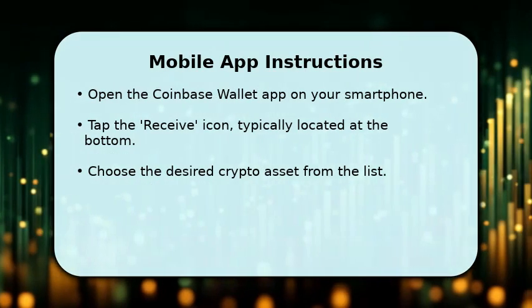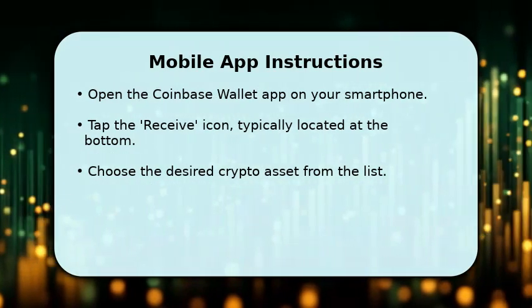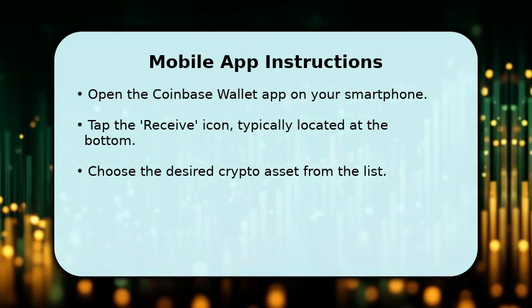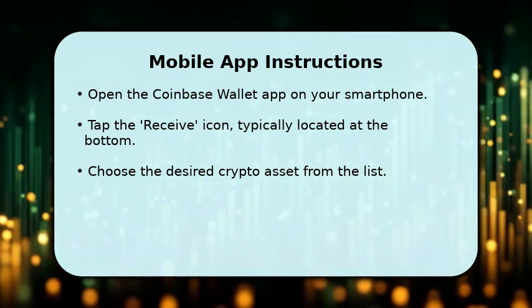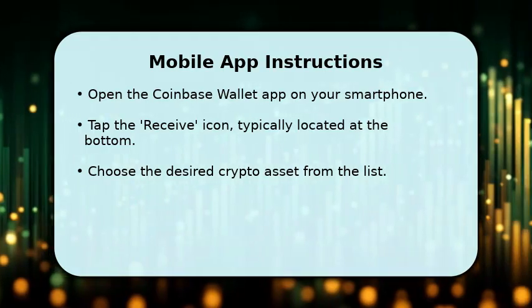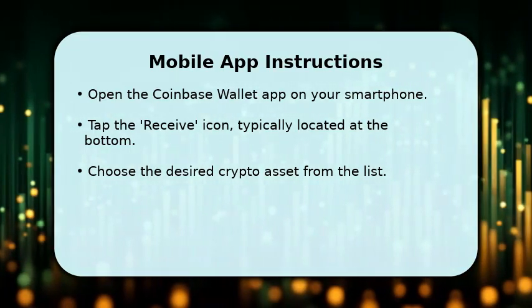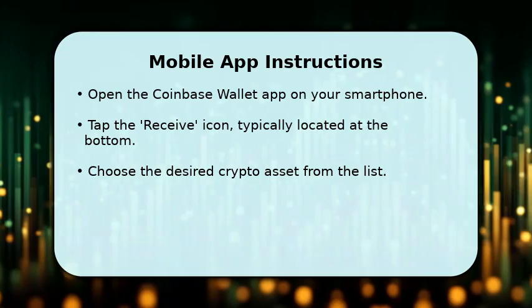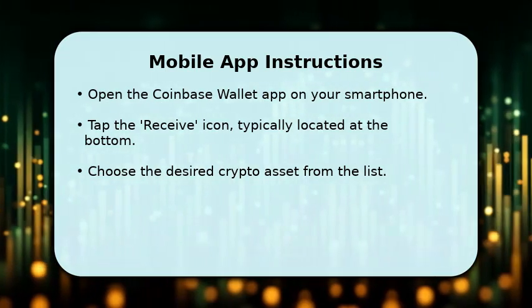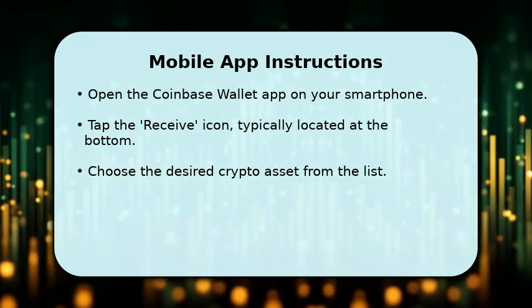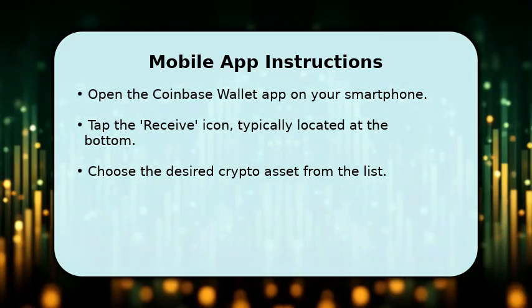Finding your address on the mobile app is straightforward. After opening the Coinbase wallet app, you'll see a navigation bar at the bottom. Tap the Receive icon there. A list of your crypto assets will appear. Select the one you need an address for. The app will then show you the address, often with a QR code and a convenient button to copy it.